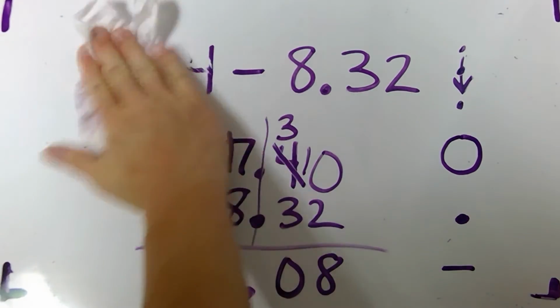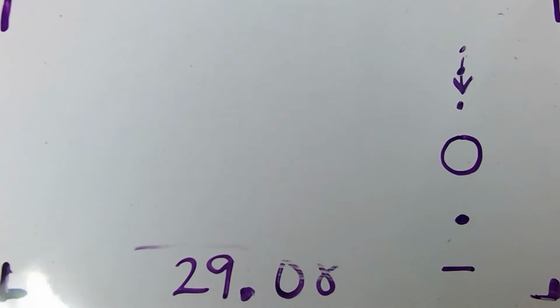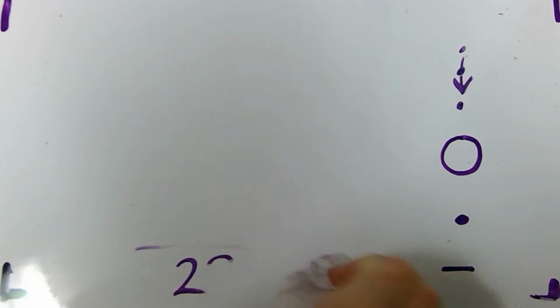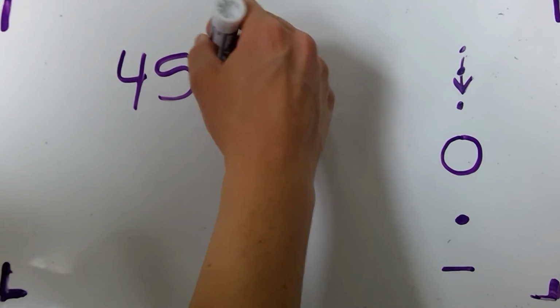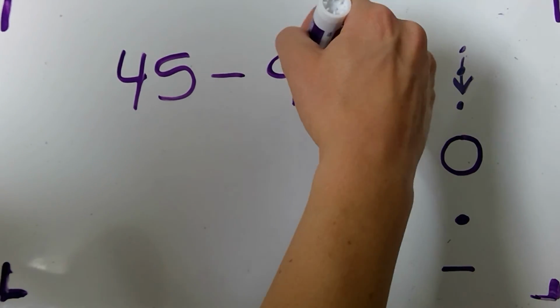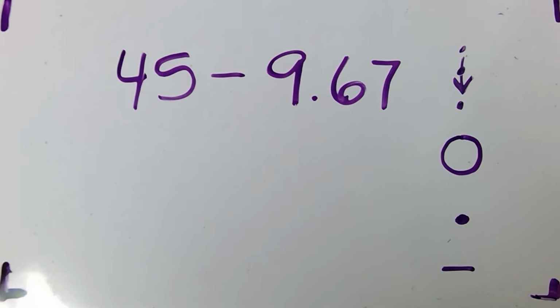Let's do one more. No, I didn't ever tell you. So the answer is 29 and 8/100. I forgot. Sorry about that. All right, here you go. 45 subtract 9 and 67/100. This one's going to have a lot of borrowing, but that's really good practice. So go ahead, pause the video, solve it, and then let's see how you did.